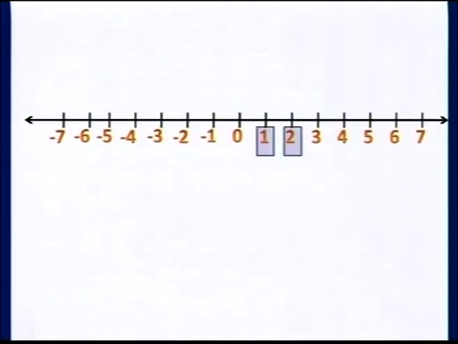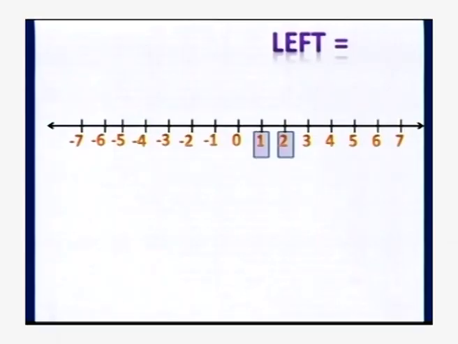Okay children, now observe the number line. I have taken two numbers here. What are those numbers? Yes, 1 and 2. Now I have to identify them. Okay, left is equal to less. Try to remember this. Left is equal to less means this is the first number, this is the second number, which is 1 and 2.